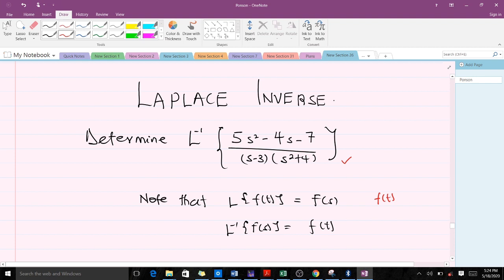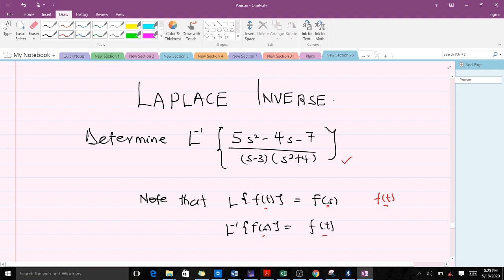Note that when you have a function f of t and you find the Laplace transform of that function f of t, you get a certain function which is a function of s. So when you have that function of s already, and you want to get the f of t which gave you that f of s, you have to find the Laplace inverse of this. To find the Laplace inverse will give you your f of t. Okay, so that's some small notation there.